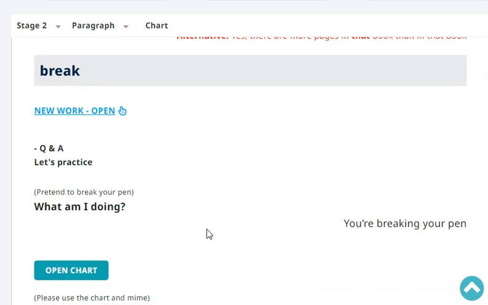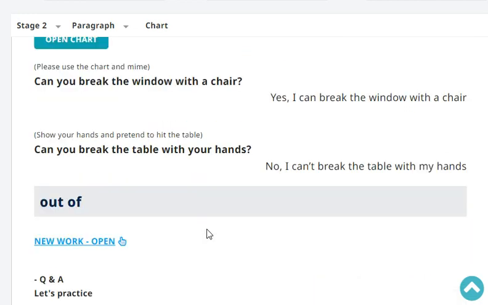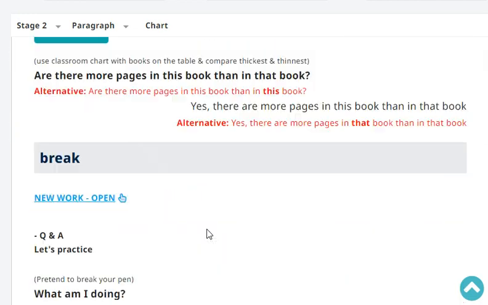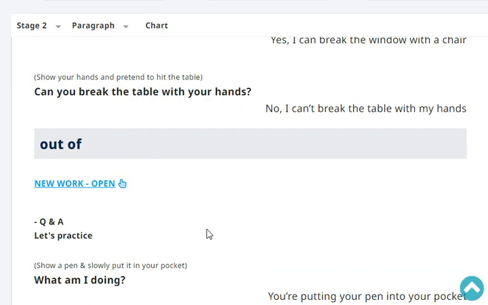Next, what am I doing? You're breaking your pen. Very good. Can you break the window with a chair? Yes, I can break the window with the chair.